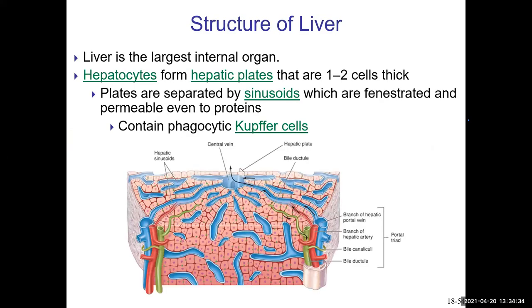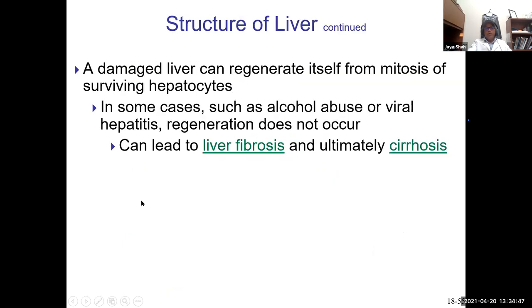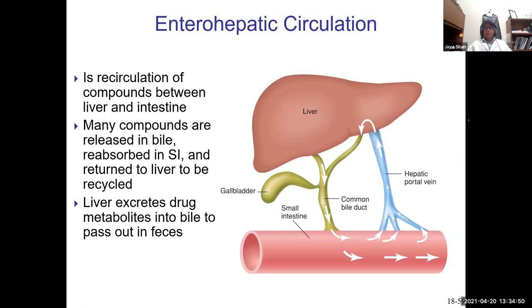So the liver, the largest gland in the body. It is the largest internal organ. Before we go over histology, let's talk about the structure of the liver. The liver lies on the right side of the upper part of your abdomen, just under the diaphragm. And it has two larger lobes, the right lobe and left lobe, and two smaller lobes, the caudate lobe and quadrate lobe. Okay?